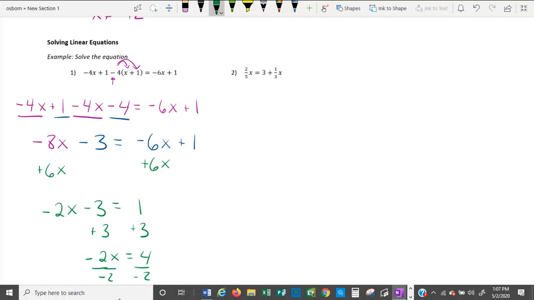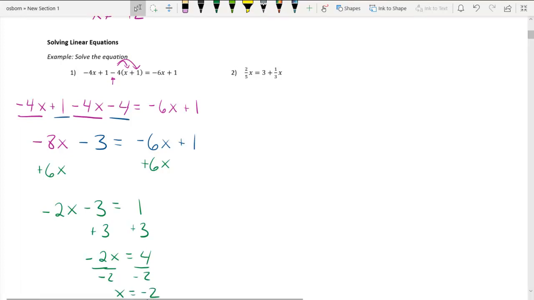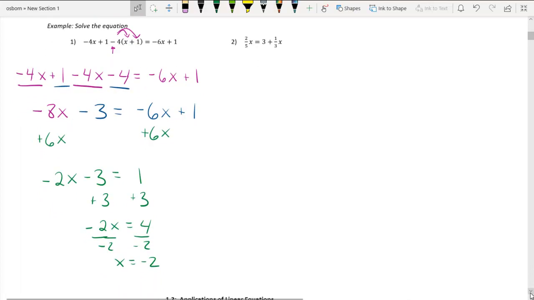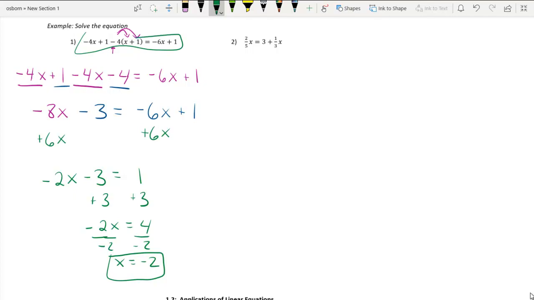Now please keep in mind that you always want to check these answers to make sure that they hold true. So you can always plug in that x equals negative 2 into your original equation to see if that gives you a true statement.